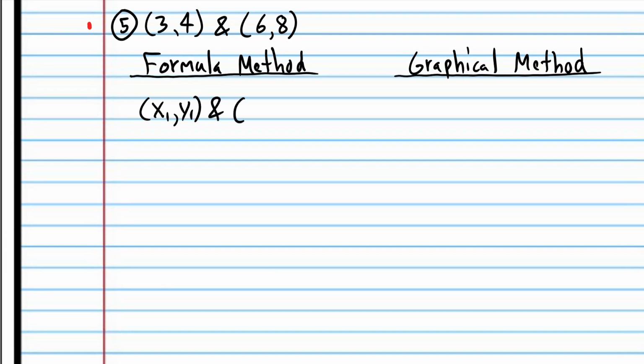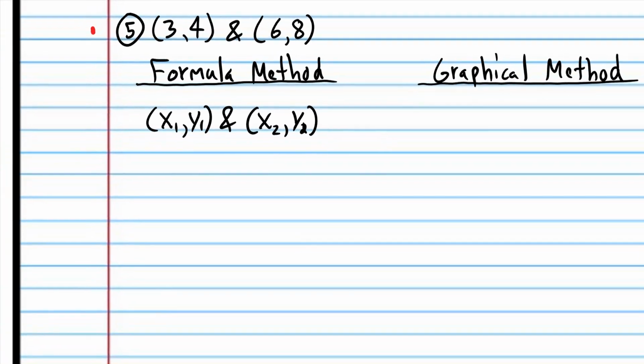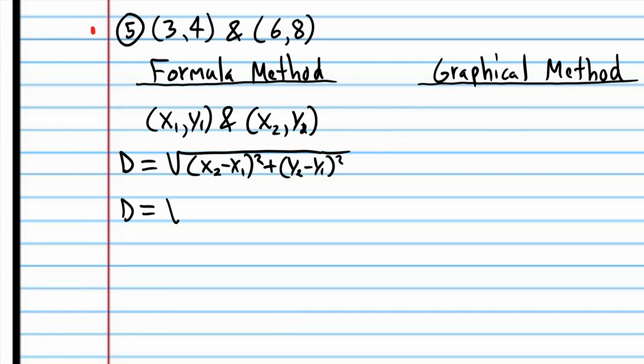So we're going to go ahead and label the numbers and write the tool that we're using. And we're going to plug in those numbers. X2 is 6, X1 is 3, Y2 is 8, Y1 is 4. So we don't have any double negatives here. This is a good starting problem.